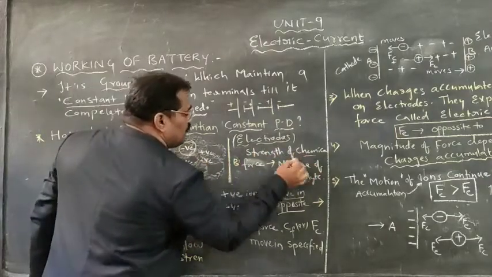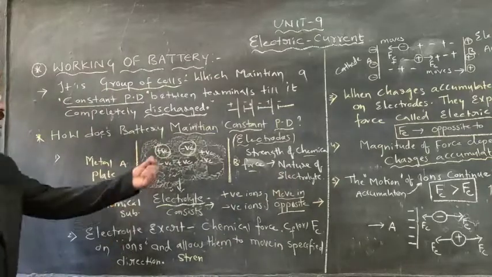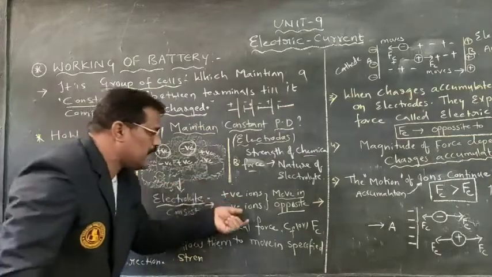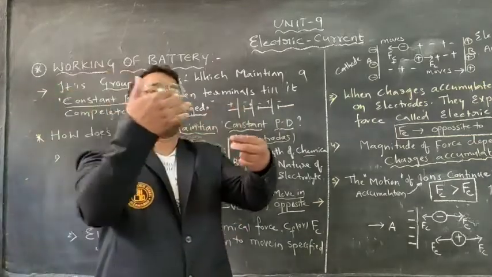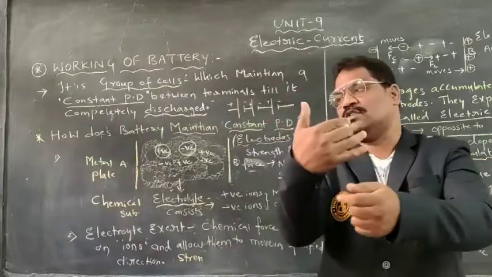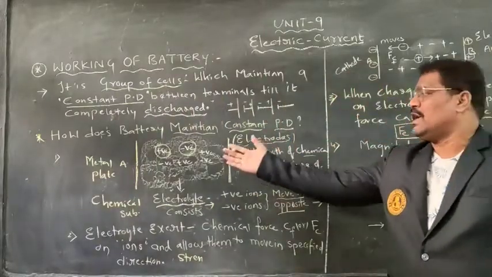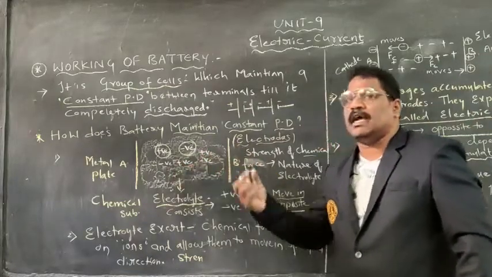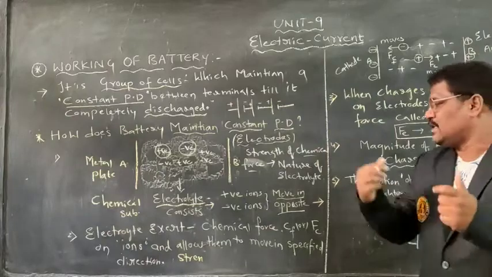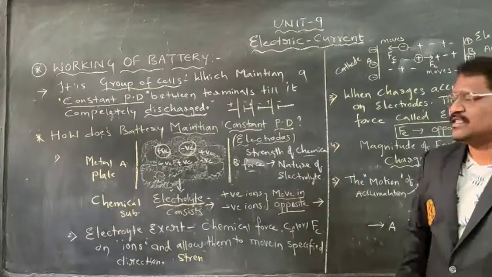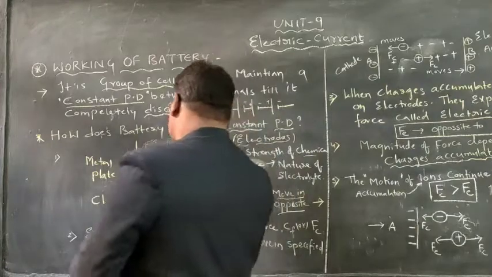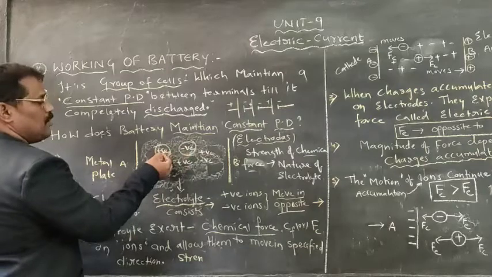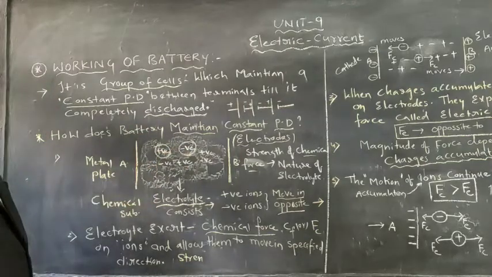The strength of chemical force: a battery means an electrolytic substance consisting of positive ions and negative ions. These positive and negative ions move opposite to each other. Not only that, the chemical substance existing between the two plates exerts some force. That force is called chemical force. On what is it exerting force? On ions, positive ions as well as negative ions.